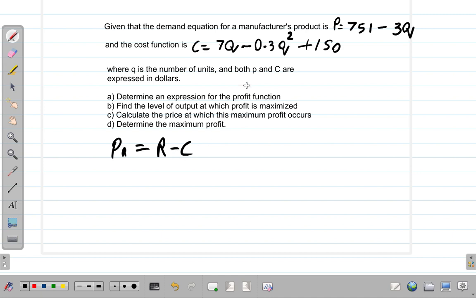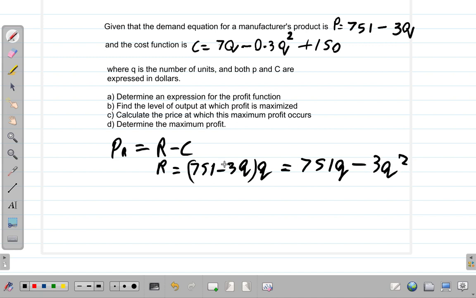Now, what's the revenue? Price times quantity would give you revenue. So let's multiply the price function by quantity, Q. Revenue then would be 751 minus 3Q multiplied by Q, which is 751Q minus 3Q squared. That's revenue.